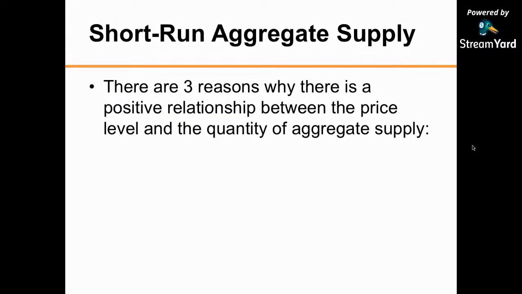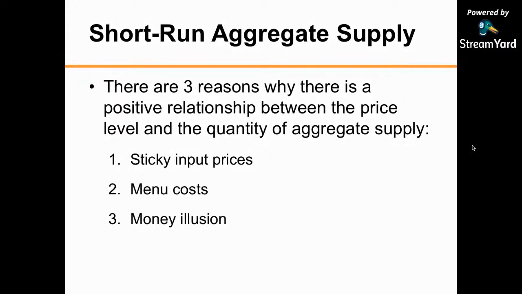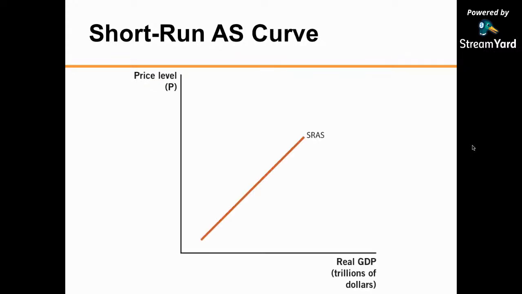So there are 3 reasons why there's going to be a positive relationship between the price level and the quantity of aggregate supply in the short run. And that's because of sticky input prices, money or menu costs, and the money illusion. So we're going to explain these in depth in the next 3 slides, but there's a common thread that each of these theories shares, and that's that when the price level deviates from what society is expecting, there's going to be real effects on output in the short run.